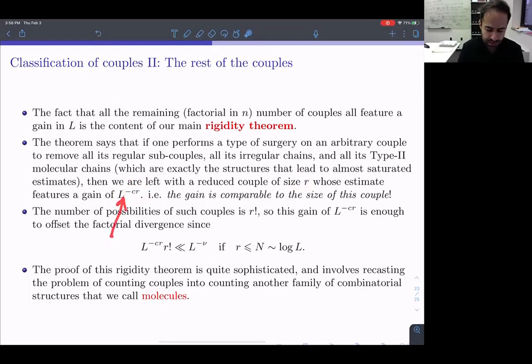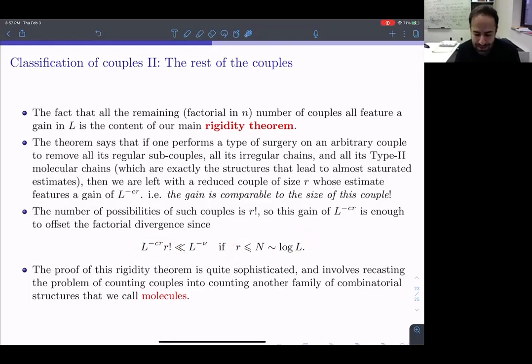And this is crucial. The reason why this is crucial is that this is the kind of gain that allows you to offset the factorial divergence. The reason for that is that there are R factorial many of those couples. So once you do the surgery, the number of those couples is R factorial. And the gain is L to the minus CR, but L to the minus CR times R factorial is an error, provided your R is less than a logarithm in L, okay? And this is something that we can choose. We can allow R to be at most a logarithm.